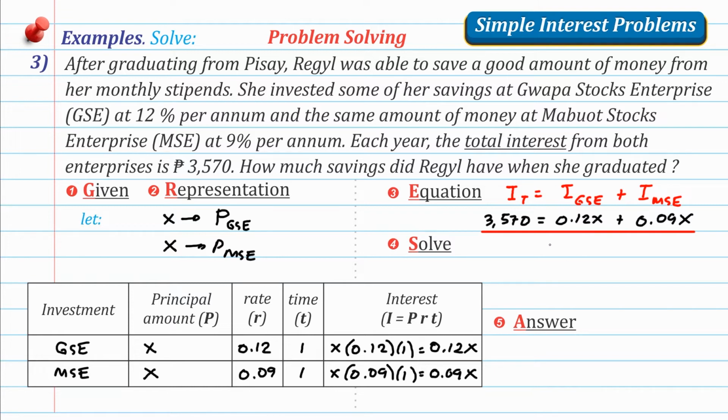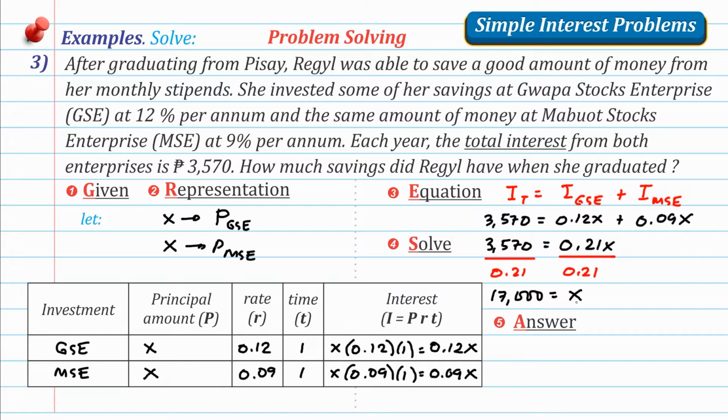Ito yung kailangan nating isolve, which is the fourth step in problem solving. So, doing that, let me combine the right side. We have 3,570 is equal to 0.12 plus 0.09 is 0.21x. Of course, we don't want 0.21 here. What connects 0.21 and x? It's multiplication. To counteract multiplication, let's divide 0.21 divided by 0.21. Of course, we can cancel this and we're able to isolate x, and it's equal to, do your math, kayang-kaya yan, it's 17,000.